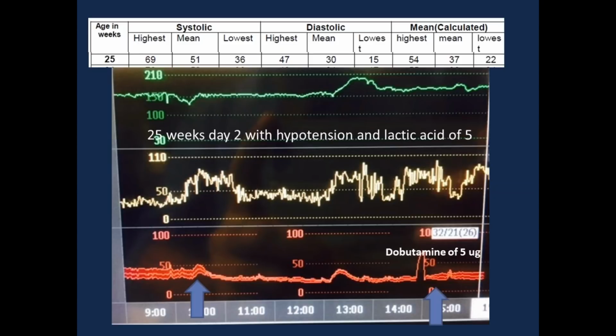So we started dobutamine at 5 mics in this case, and the blood pressure improved. Before the dobutamine we had given a bolus of normal saline, I cannot remember whether 10 or 20. And the lactate improved within hours from that.